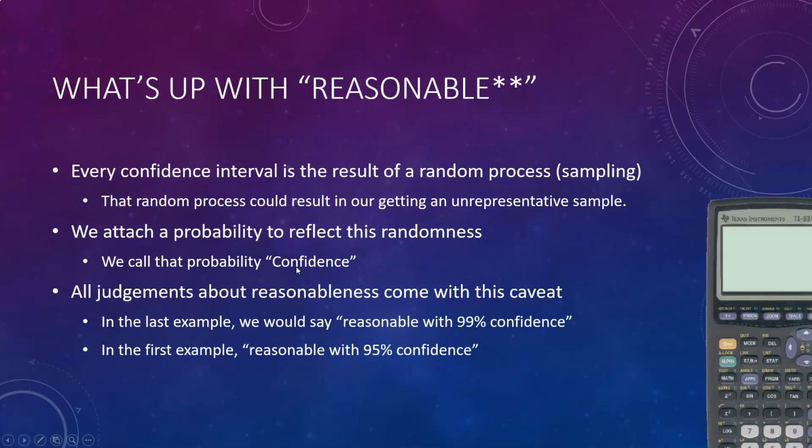All judgments about reasonableness come with this caveat: reasonable with 99% confidence in the last example, reasonable with 95% confidence in the first example. That our confidence level influences our claims about reasonableness. Great. So what does confidence mean?